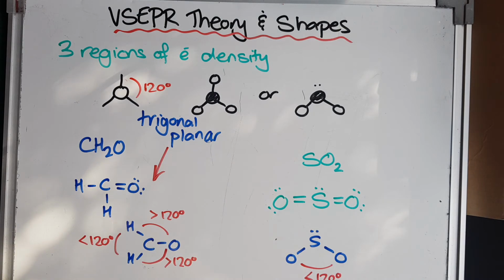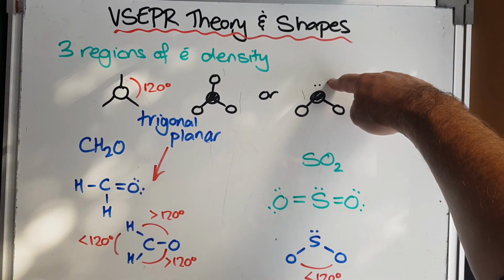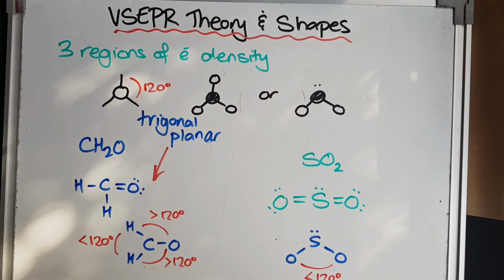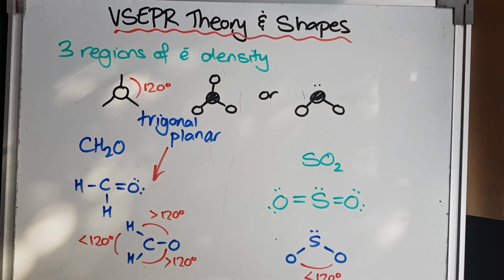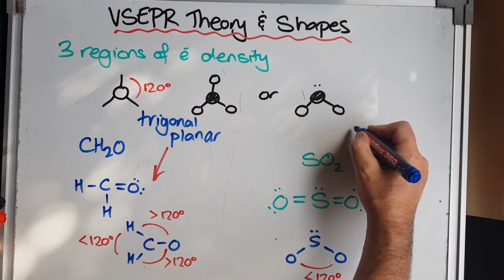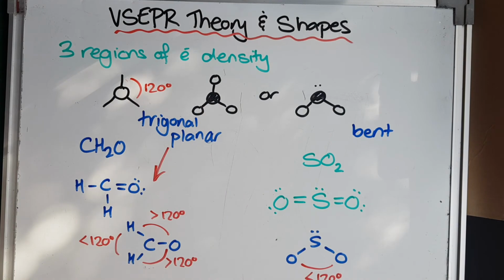Our other example is when we've got 2 bound to it with a lone pair of electrons on there as well. It's still a trigonal planar electron cloud because it's still got the 3 regions of electron density coming off it, but it's a different shape. This is what we call bent or V-shaped. And it's because of those lone pairs of electrons.